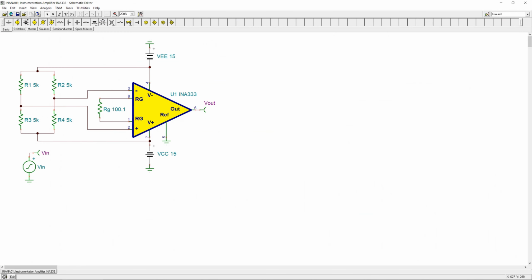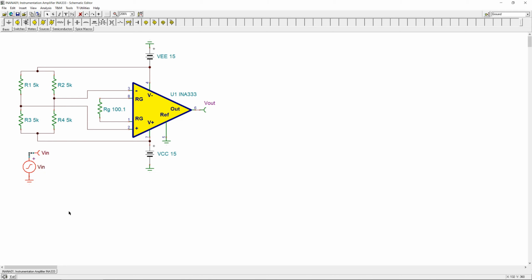Now we are in our SPICE simulator. You can see this is our instrumentation amplifier. This is the gain setting resistor, and these are the 4 resistors of our Wheatstone Bridge and the power supplies to power up the instrumentation amplifier. Now this is the output node, and this is just needed to be able to do the noise analysis.